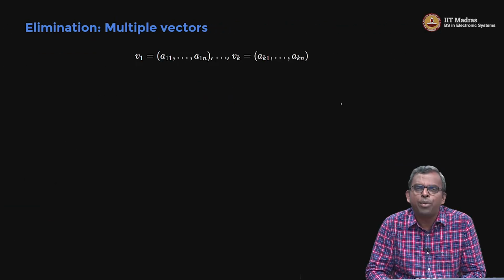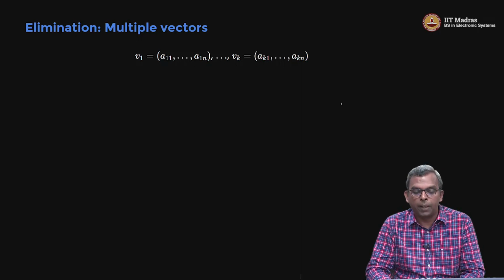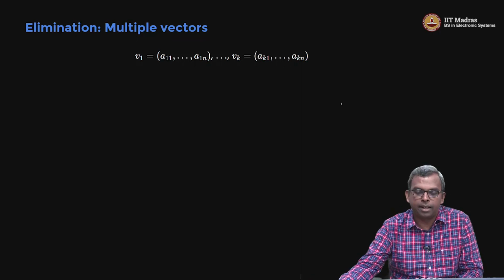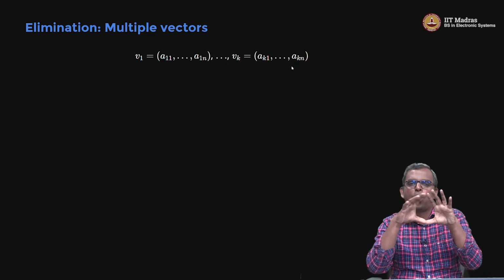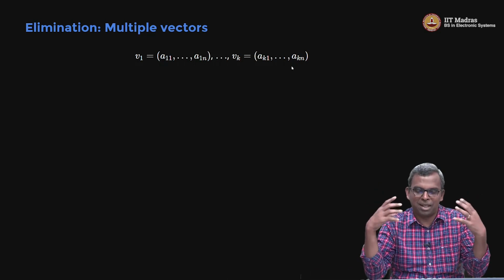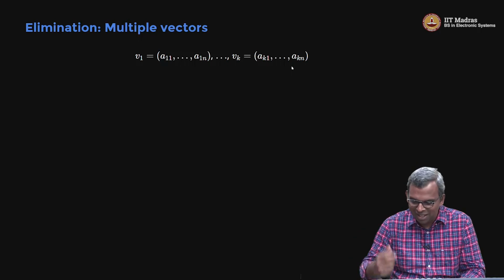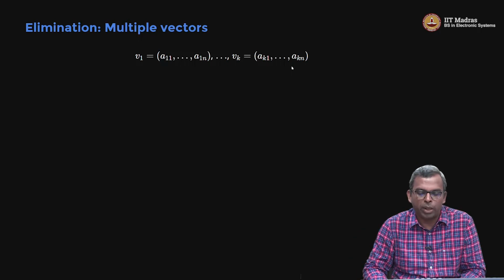So, how do we do elimination for multiple vectors? Let us start with coordinates. There are k vectors V1 to Vk. The coordinates are a11 to a1n, up to ak1 to akn. Quite often people write this as a matrix, but we haven't come there yet. So, we will write it as coordinates, and you will see I am going to write it as a matrix soon enough, and then work with it.